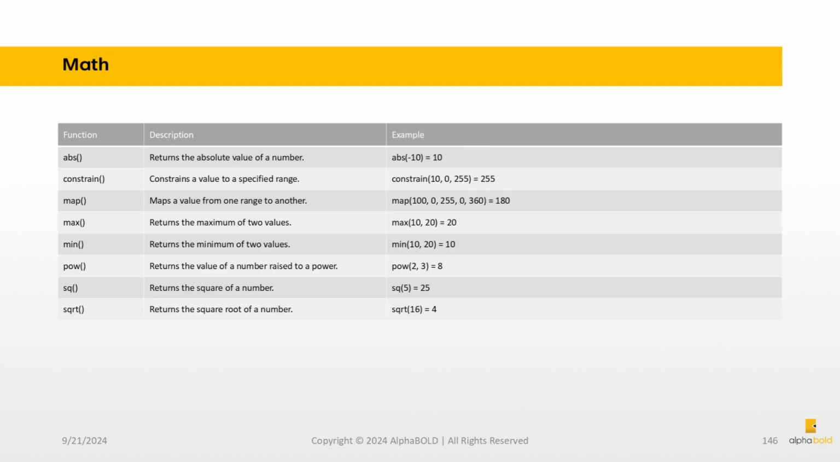Math functions provide essential mathematical operations within programs. Abs returns the absolute value of a number. Constrain limits a value to a specific range. Map remaps a number from one range to another. Max and min return the larger and smaller of two numbers, respectively. Pow calculates a number raised to a given power. SQ returns the square of a number, and SQRT calculates the square root. These functions enable various calculations and data manipulations within sketches.